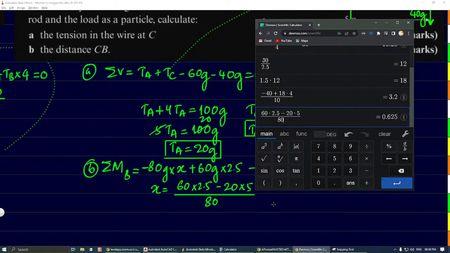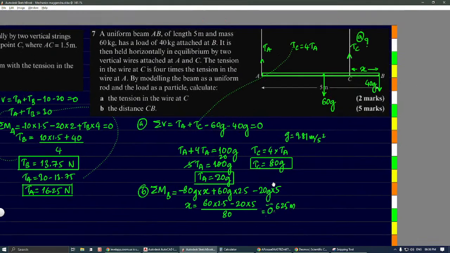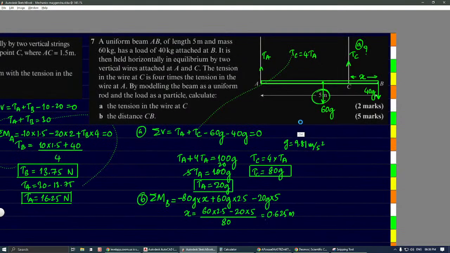0.625, correct? Yes. This is in meters, because all the distances are in meters, so this is also in meters. Okay. Yes. Solved.